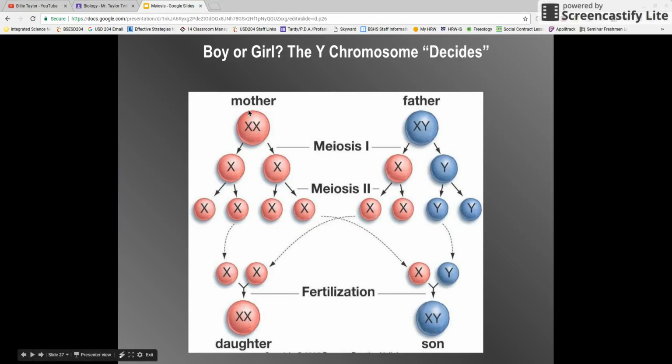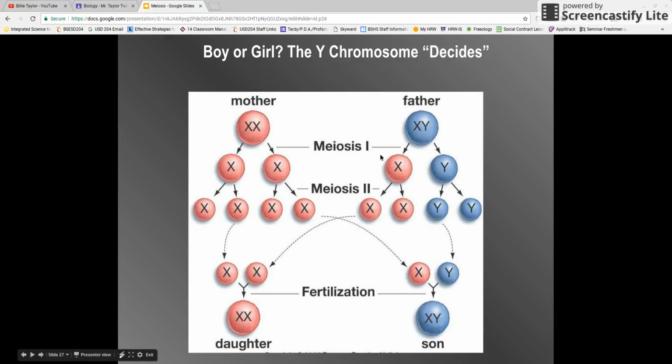So the mother begins with XX chromosomes, the father begins with XY chromosomes. So right there, that tells you the father is the parent that determines whether you are a male or female. So that can only come about from the father.